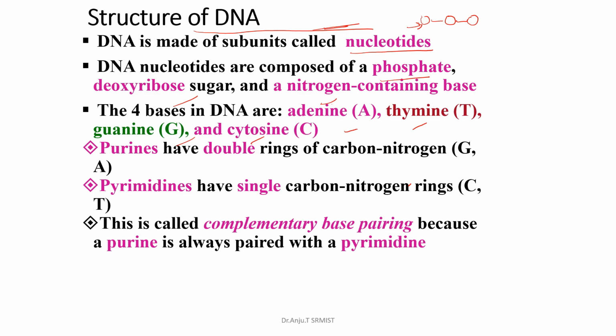And when we see the structure of the DNA, we find that there is complementary base pairing. It is always a purine that binds with a pyrimidine only. Two pyrimidines do not bind here. Only a purine will always bind with a pyrimidine. And we also see that A always pairs with T and G pairs with C.